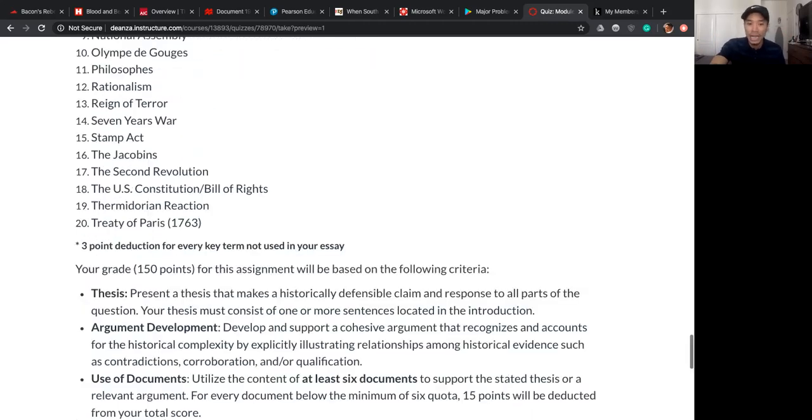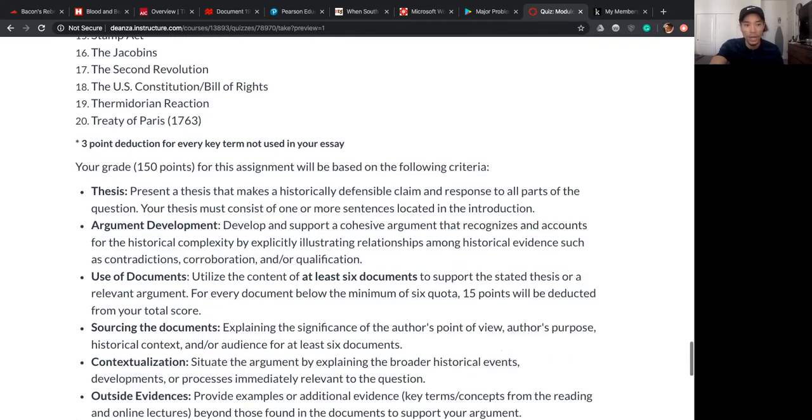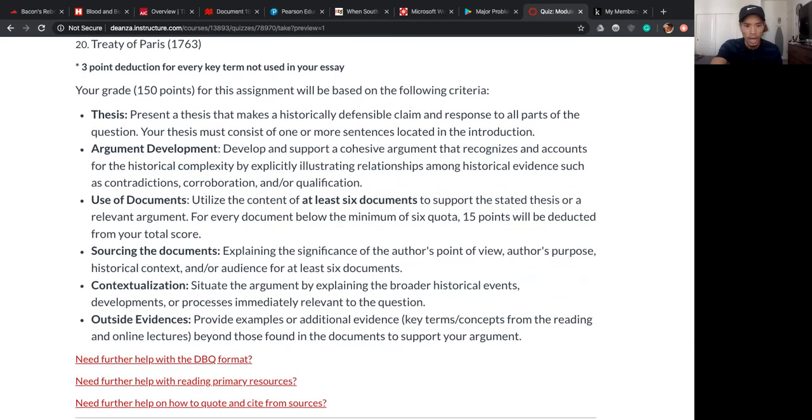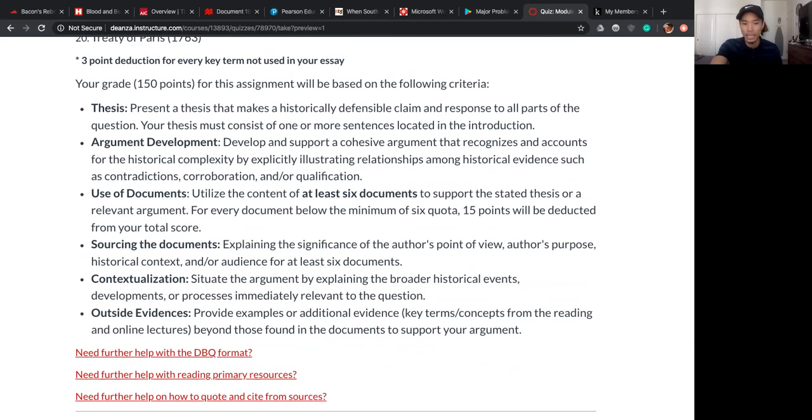And if you need help in terms of understanding what the DBQ format is about, if this hasn't been clear to you, I really want to recommend you go to Khan Academy. They do a great job at explaining what the DBQ is about. If you need help to figure out how to read primary resources, here's another link for you. If you also need help in terms of how to cite and how to quote from the sources, I have sources here available to you.